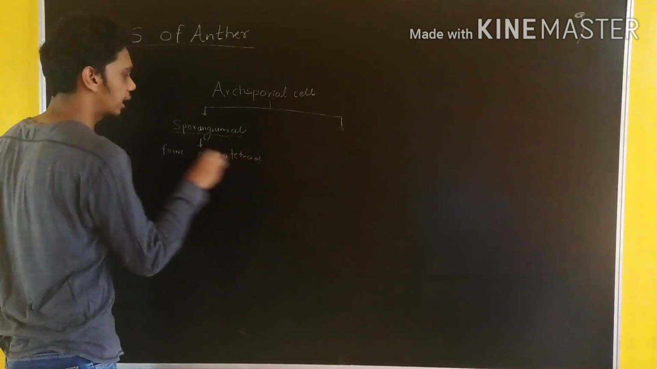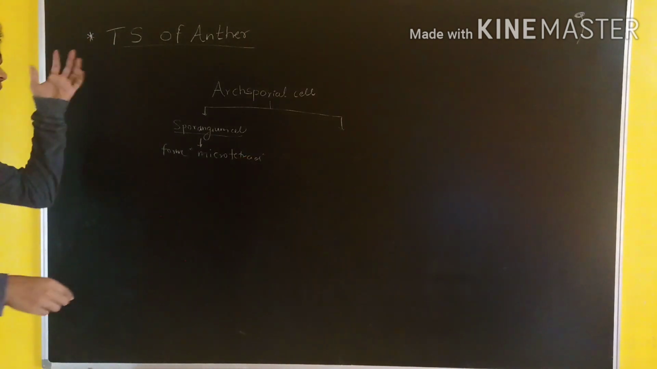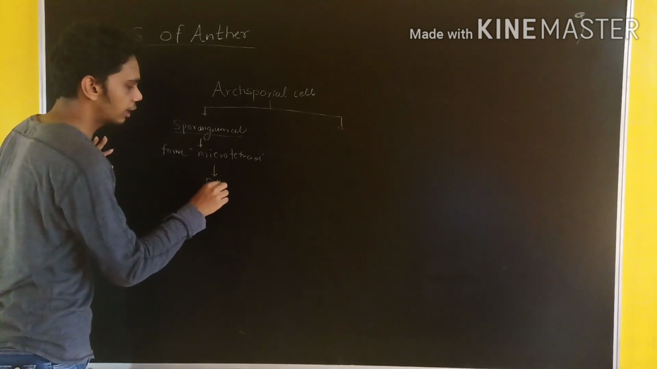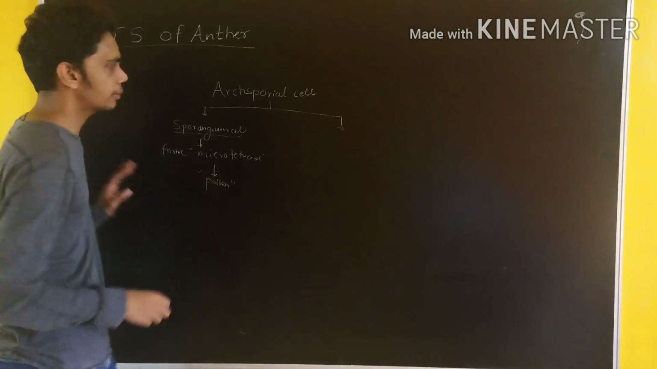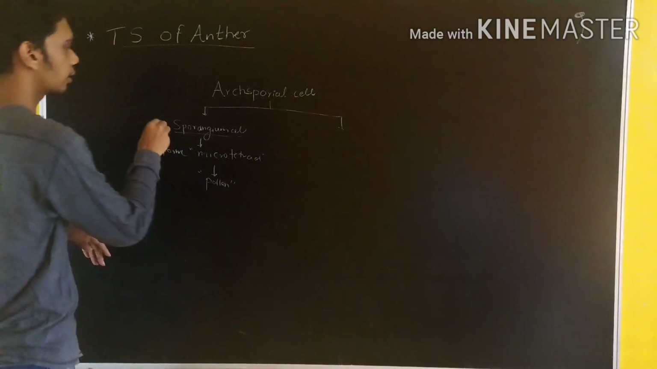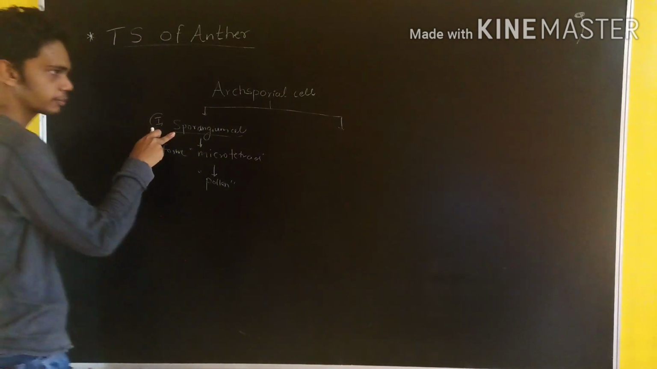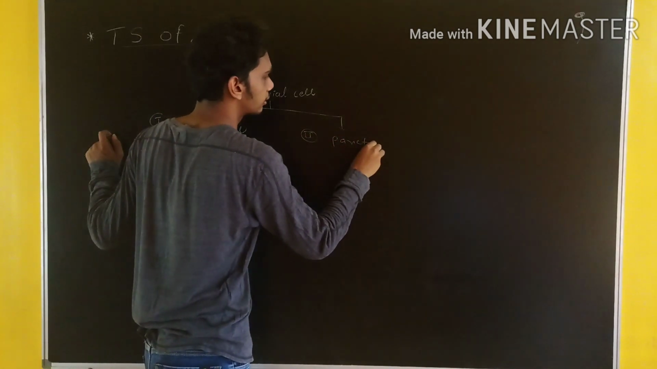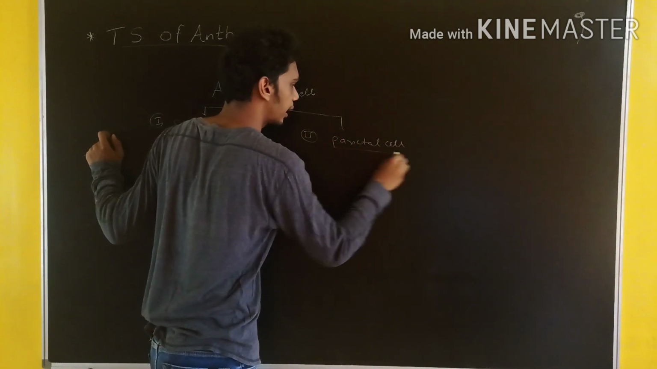Tetrad means 4, so that is 4. Sporangious tissue is responsible for formation of the pollen grains, okay, step by step. And then the archesporial cell is divided into the sporangium cell, and is secondly divided into the parietal cells. Okay, what is the function of the parietal cell?